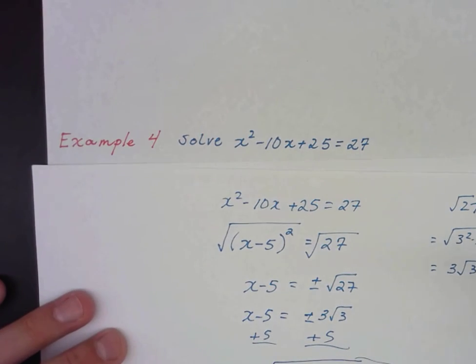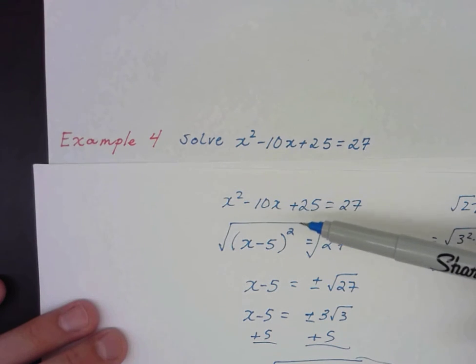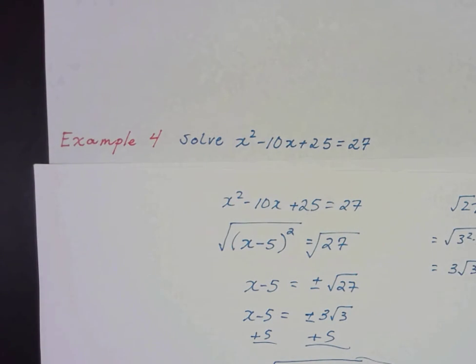So again, this was the square root property, and really you're just taking the square root of both sides. That's what that square root property tells you. You take the square root of both sides when you can, and you get a positive and negative root there.